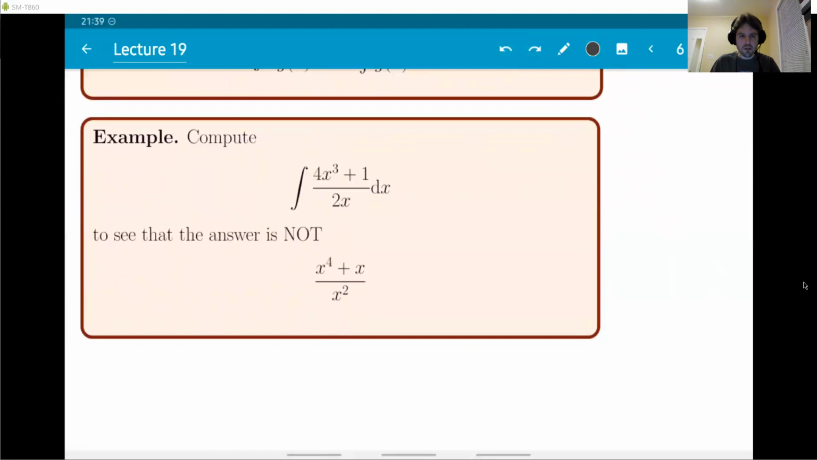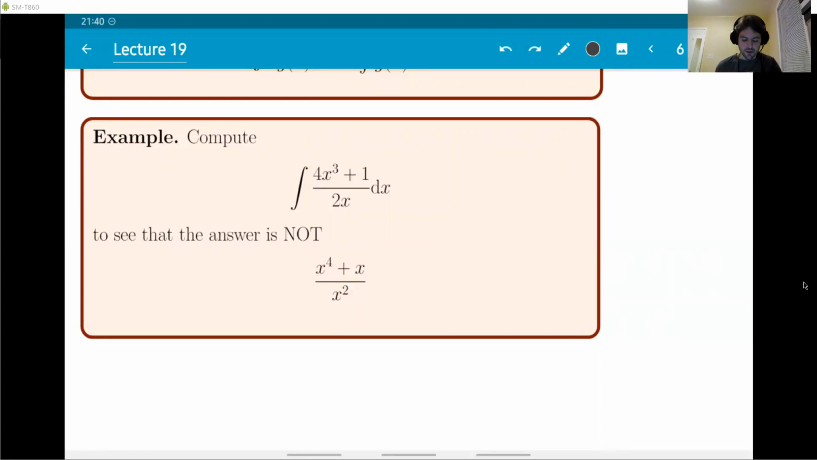Compute the integral and see that the answer is not going to be this one, x to the fourth plus x over x squared, which is, by the way, just the antiderivatives of numerator and denominator. If you think about it, that should be easy to see. So we're just trying to show how you integrate a fraction. You do not apply the integral separately in each piece. You don't do that. Let's see how we actually do this one.